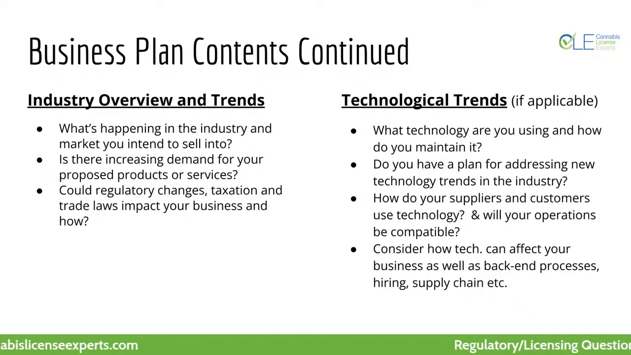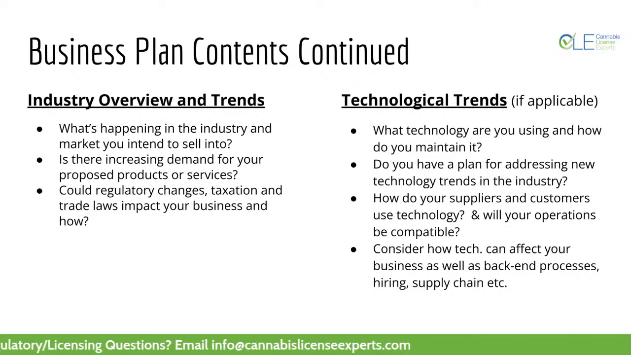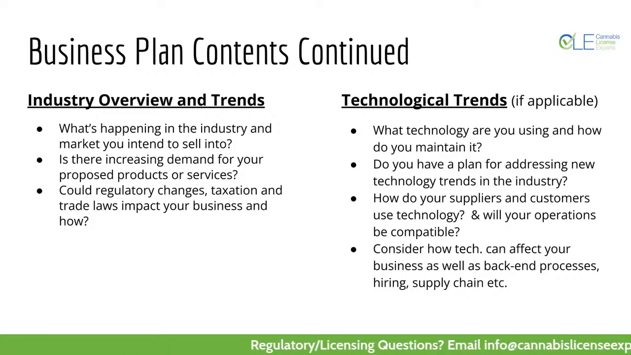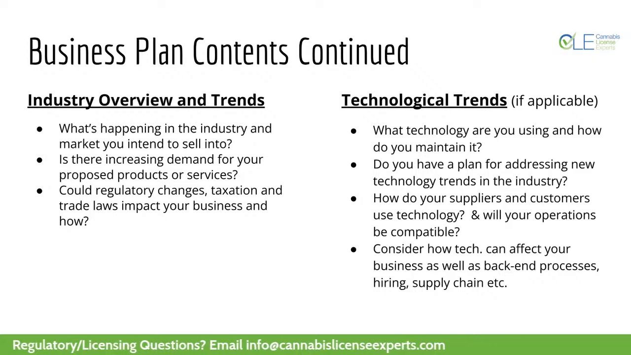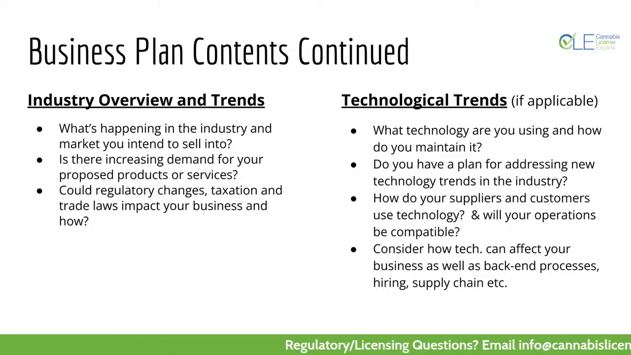So say you're selling bulk flower, having seed to sale software that can communicate with your customers is a beautiful bonus. Having an app that can potentially help outreach to potential consumers or budtender education is a wonderful thing to have as well. So consider how technology can affect your business as well as back-end processes, hiring, supply chain. Just think of every step of your business and how technology, something you have to turn on or reach for, will affect that aspect of your business.